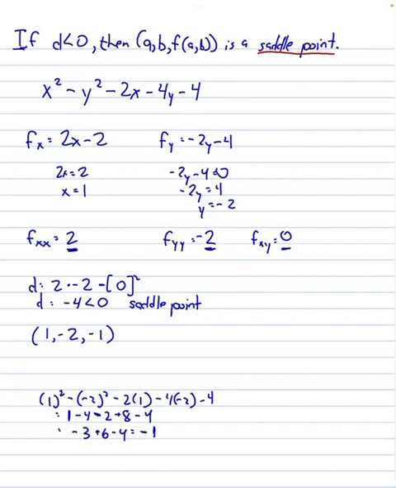So this is what we have. Our saddle point is 1, negative 2, and negative 1. This is the point. It's not a relative min or a relative maximum. It's a saddle point.